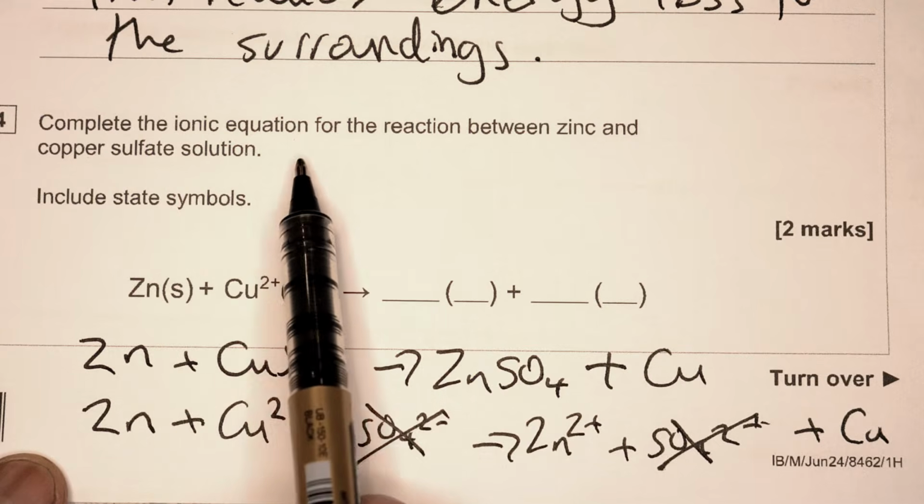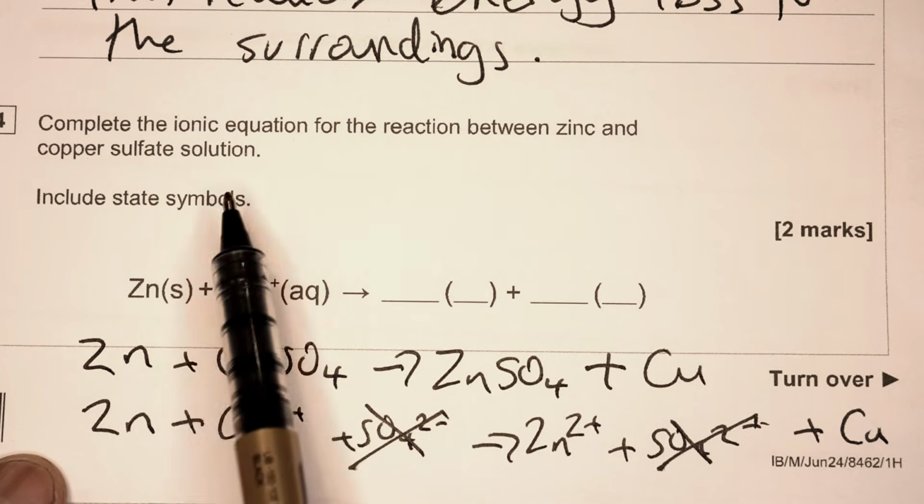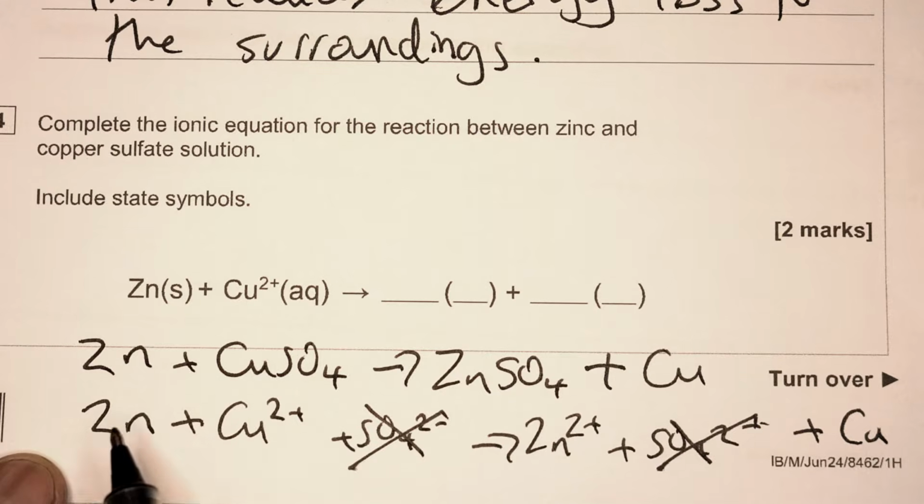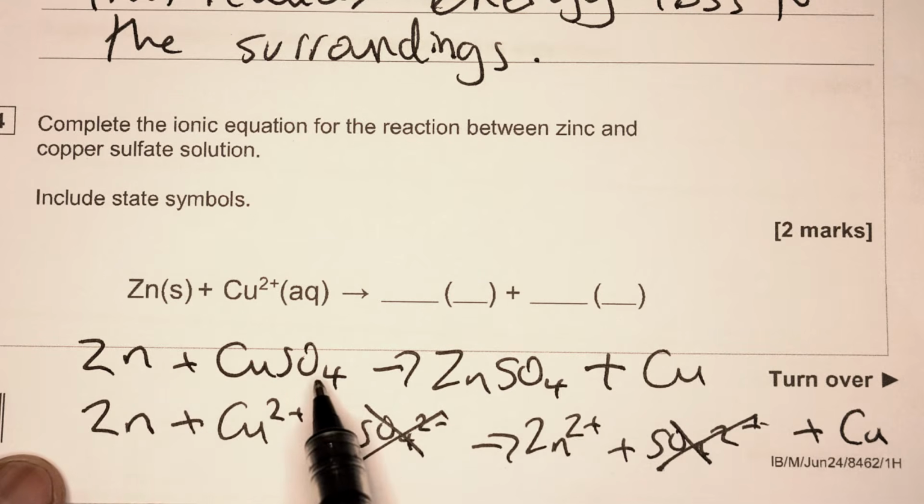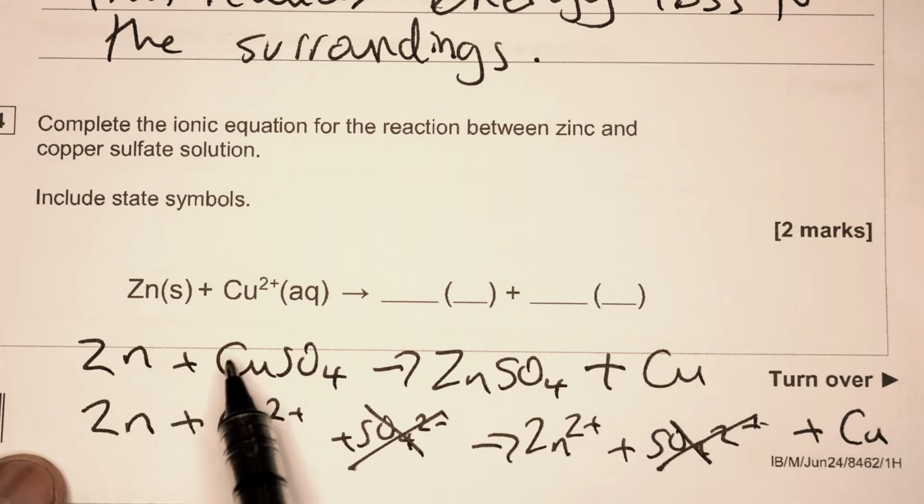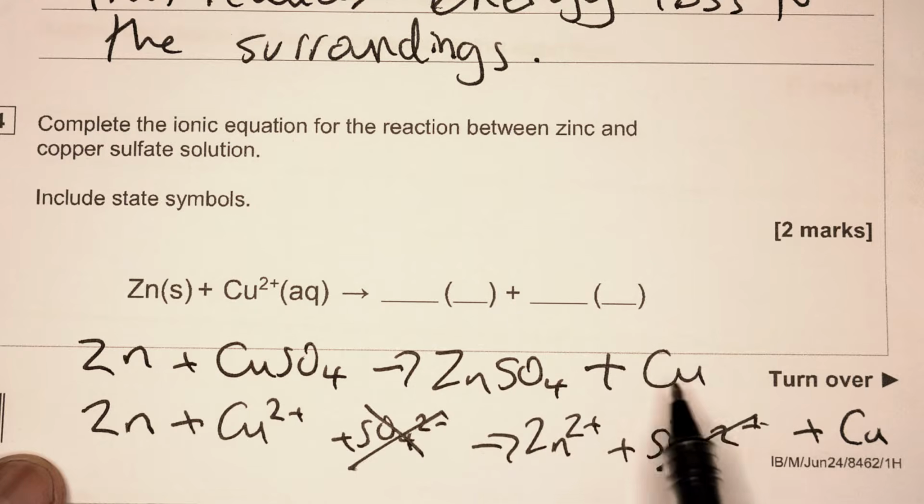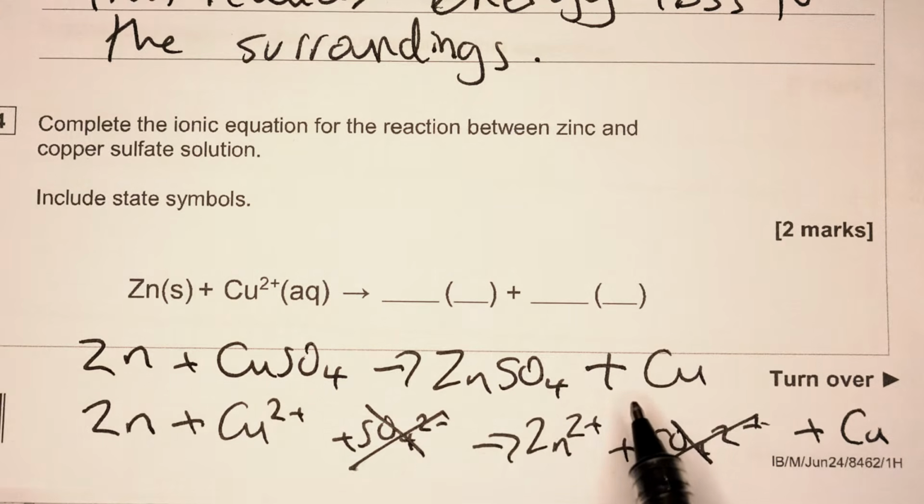Complete the ionic equation for the reaction between zinc and copper sulfate solution. So I've drawn out a few equations here to show you how we get to the answer. Here I've got the symbol equation, zinc and copper sulfate. Now zinc is higher up in the reactivity series, it's more reactive, so it can displace copper. So it forms zinc sulfate and copper is left on its own. We then look at where there will be ions, and ions are where you've got a metal with the non-metals.